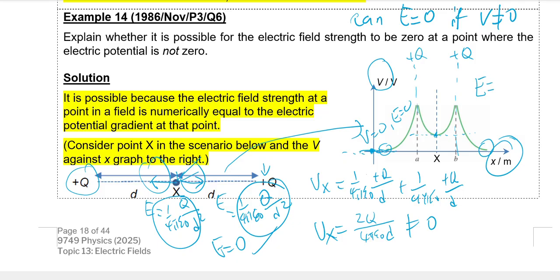Remember E is minus dV/dr. So the E field here is 0, but is V 0 here? Clearly not. In this case, V is not 0. So these are two cases, at X here and at X here, where E can be 0 even though V is not 0.